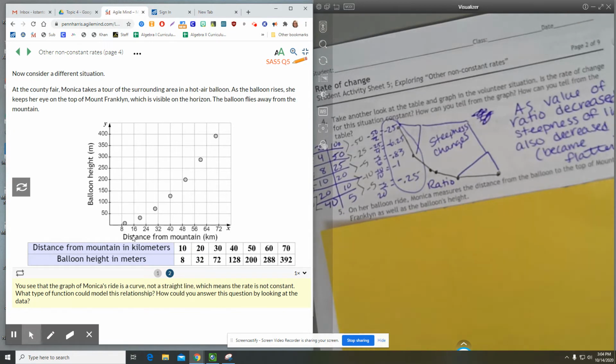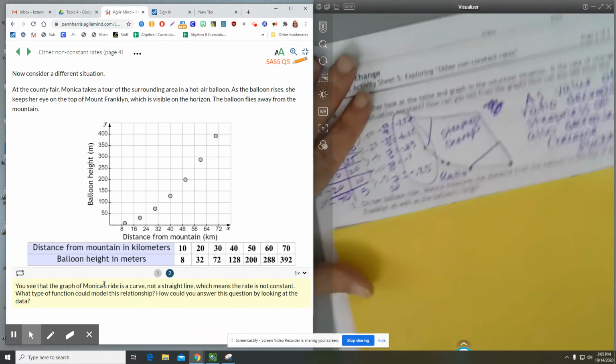We're good, guys. So when she was 10 kilometers from the mountain, it showed that she was about 8 meters off the ground. When she was about 20 kilometers from the mountain, she was about 32 meters off the ground. I really hate that they do this in kilometers and meters because we're in the US. We use miles and feet and things like that. But anyways, let's look at this question.